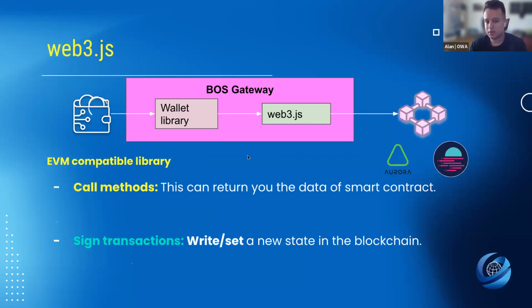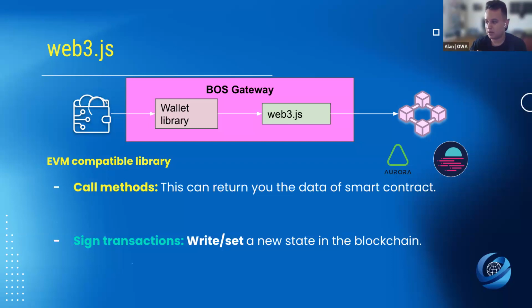For the second one, we have Web3.js. So we can find right now another kind of gateways, even, and I think this is something interesting to tell you. You can even create your own gateway to any blockchain. We can talk about that a little bit later. So we have an EVM compatible library.